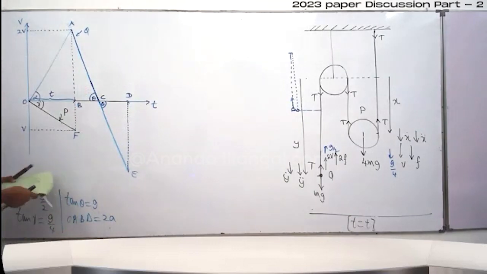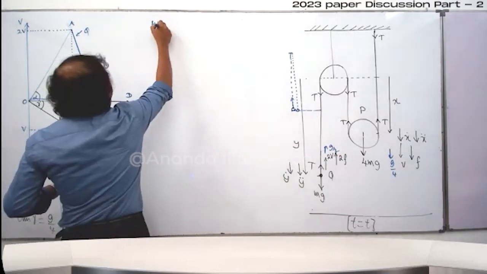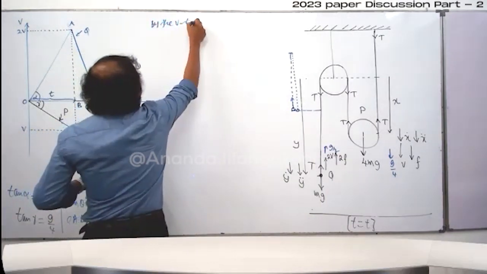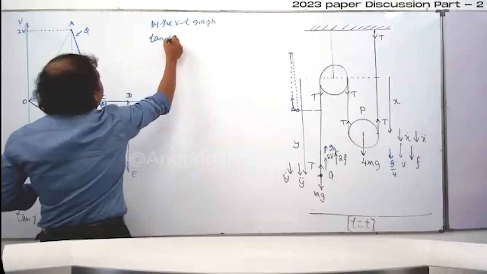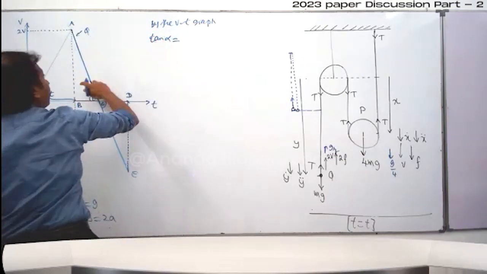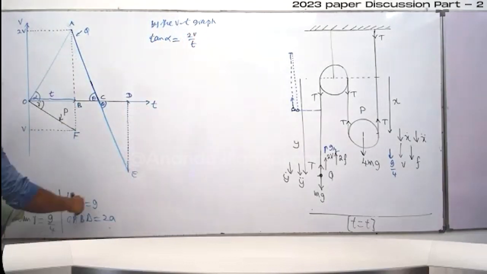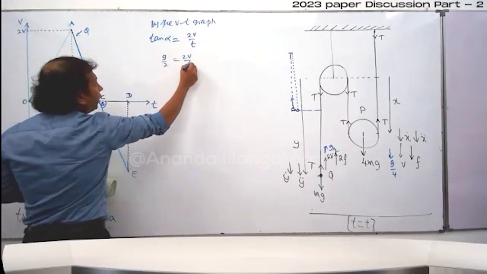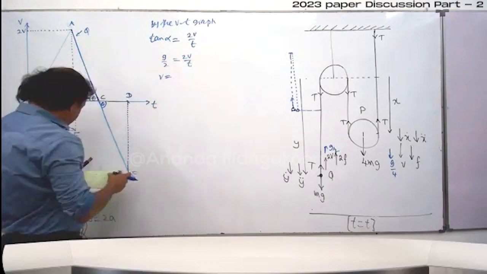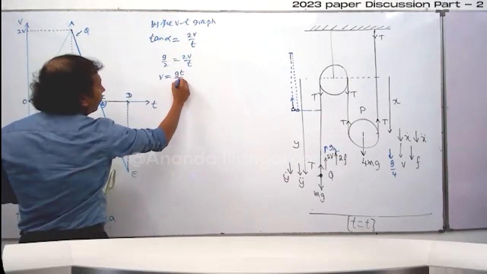Now we can say this way. We can write tan alpha by the VT graph. Tan alpha is what? 2v divided by t. But what is tan alpha? Tan alpha is g by 2. So g by 2 equals 2v by t. Thereby we can make v the subject. v can be found as gt by 4.